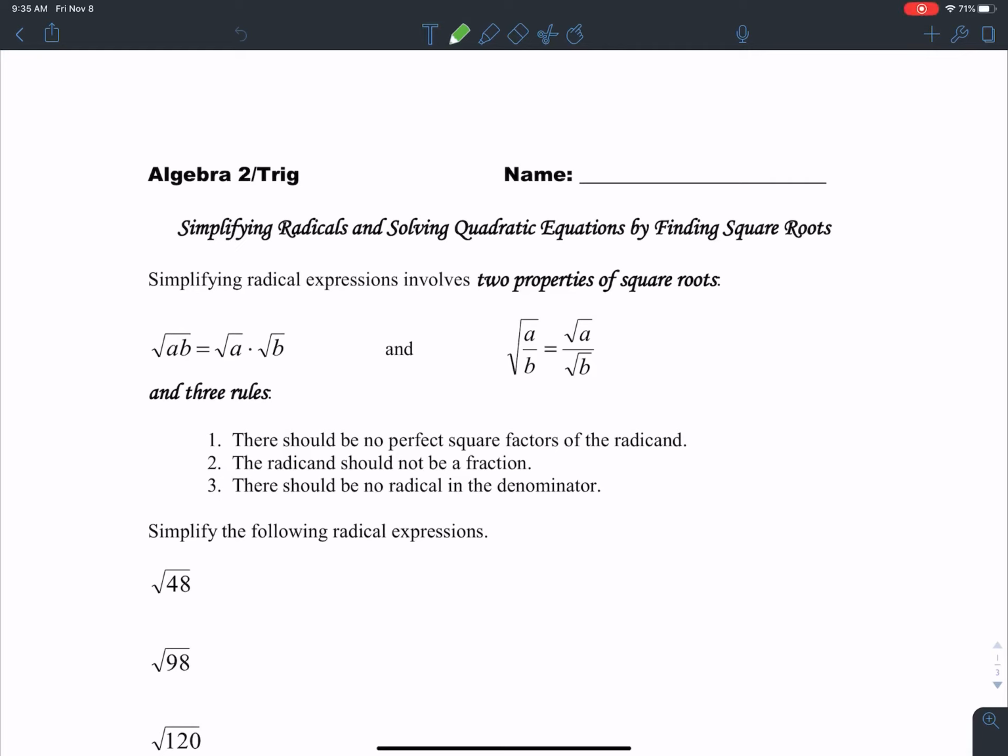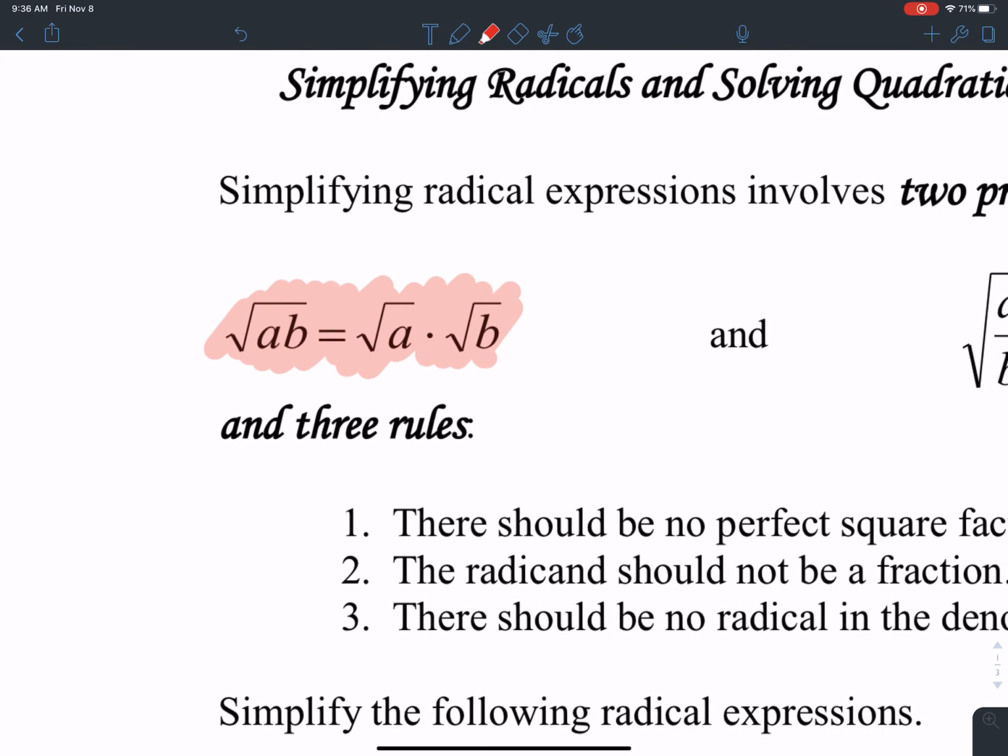So we're just going to quickly review simplifying radicals and then using that to solve quadratic equations. The main two things that we're talking about today is this property here. This is our product property. And the way that I want you to think about it is if two numbers are multiplied under one square root, we can give each number its own square root and multiply them.